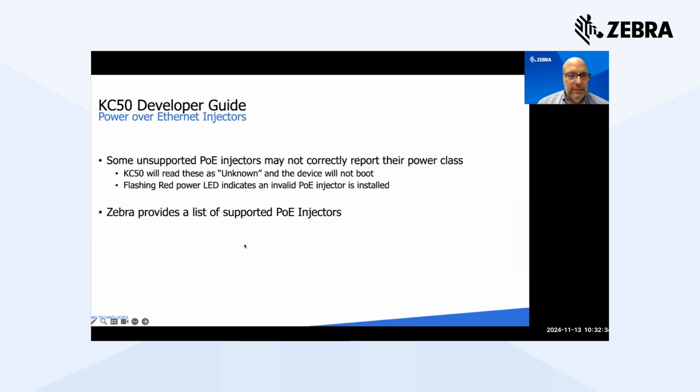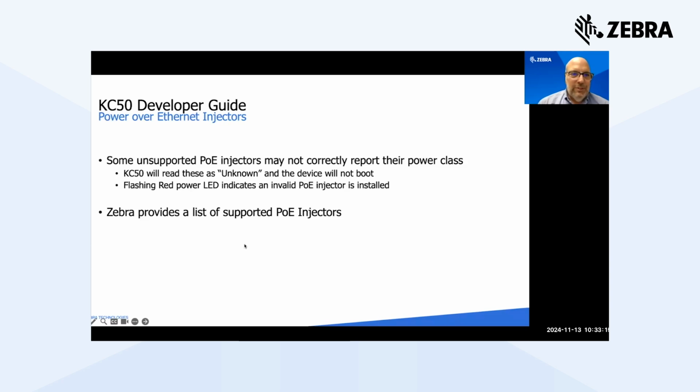Okay, next slide. The last thing I wanted to say about the Power over Ethernet is that we found in doing our engineering testing that some of the lower end, I guess I want to say cheaper, Power over Ethernet injectors may not correctly report their power class. So on the box, it may say that it supports a specific power rating, but part of what we do is when we plug in the Power over Ethernet into the device, there's a negotiation where it determines what class injector it is, so it knows how to adjust appropriately.